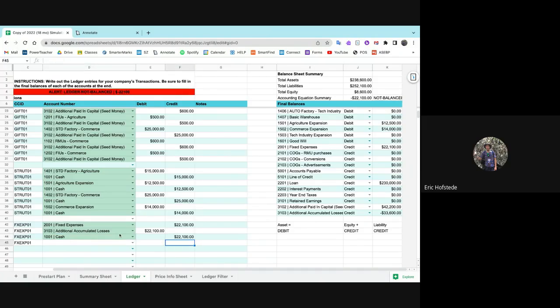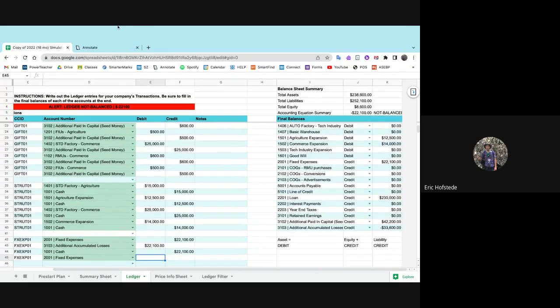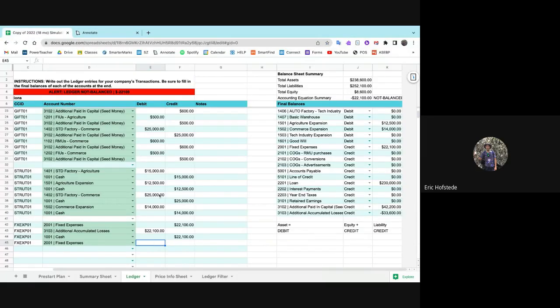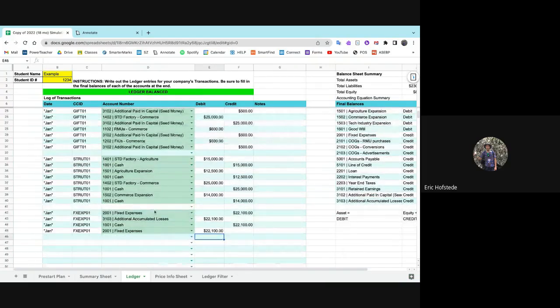That same value, and as you pay, the bill goes away. So my fixed expense liability, my fixed expense bill goes away. When you decrease a liability, that means we are debiting it. Debit. And this column is my debit, 22,100. All right, that's it. That's my fixed expenses.